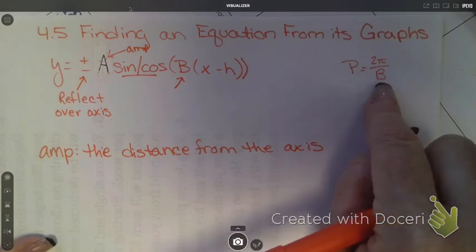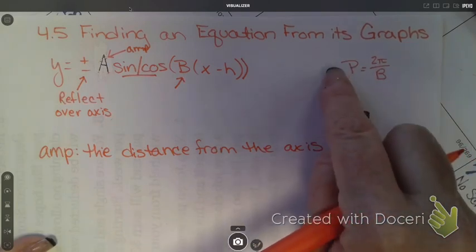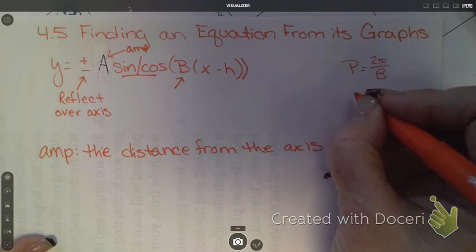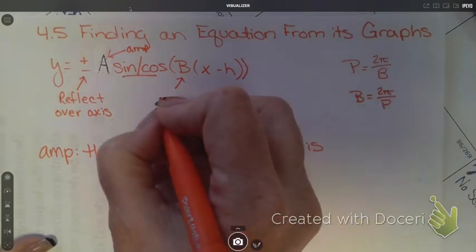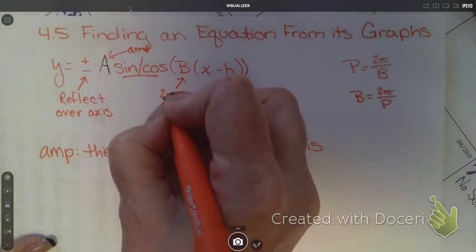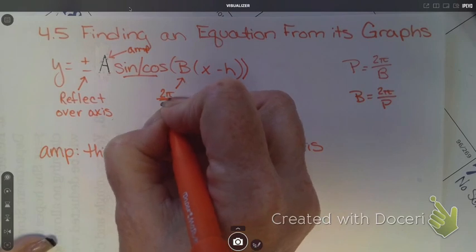I'd multiply by B, yes? 2 pi P. 2 pi divided by P? Because you'd have to divide the P over. Okay? So 2 pi over P. What is P?